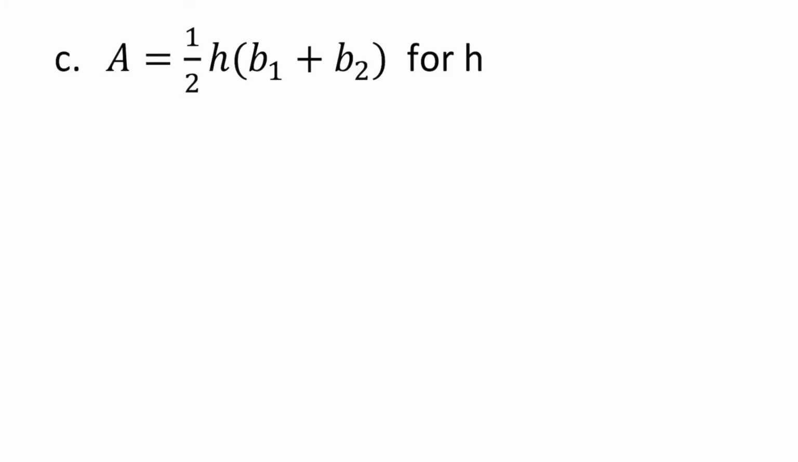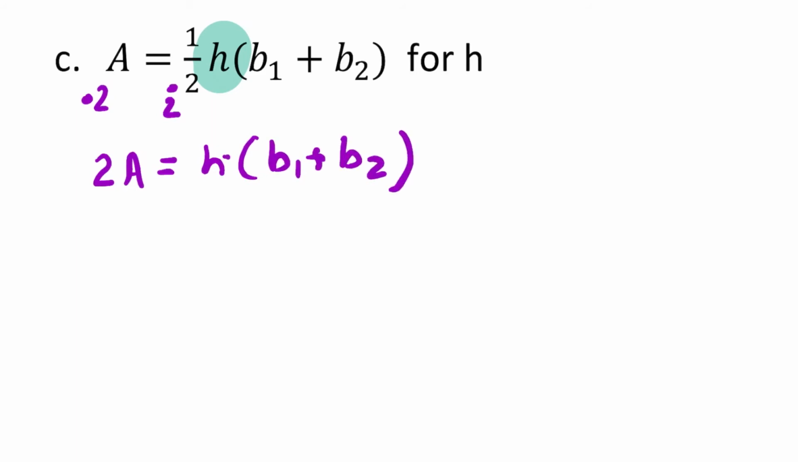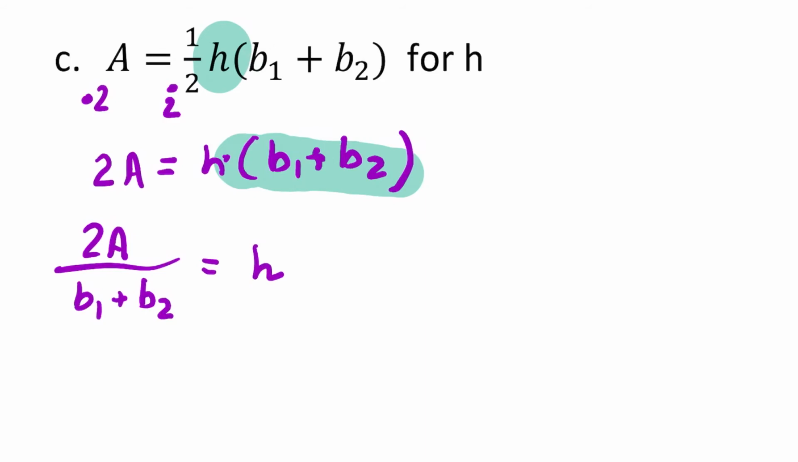What I'm going to do instead is go, okay, I'm trying to get h by itself. This is 1/2 h. Why don't I go ahead and multiply both sides by 2? Or thinking about undoing that multiplication of 1/2, you could divide by 1/2, multiply by 2. Then you'd have 2a equals 1h times b sub 1 plus b sub 2. And then that h is being multiplied by this entire quantity, b sub 1 plus b sub 2. So if I divide both sides by that, I'll have h by itself. So I could have 2a over b sub 1 plus b sub 2 equals h.